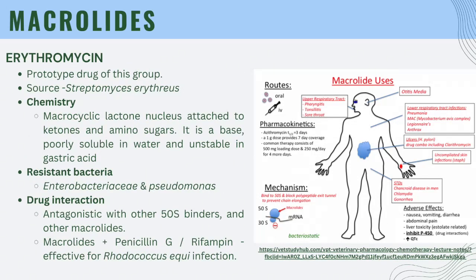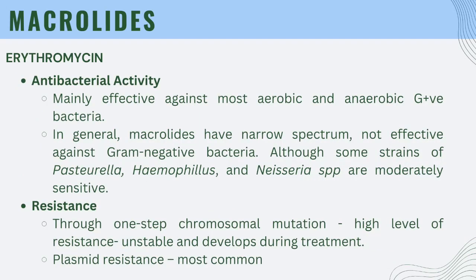The prototype drug of this group is erythromycin. It comes from the bacteria Streptomyces erythraeus. Enterobacteriaceae and Pseudomonas are resistant bacteria to erythromycin. Avoid using this drug if you are using other 50S binders and other macrolides. Erythromycin is mainly effective against most aerobic and anaerobic gram-positive bacteria, but in general, macrolides have a narrow spectrum and are not effective against gram-negative bacteria.